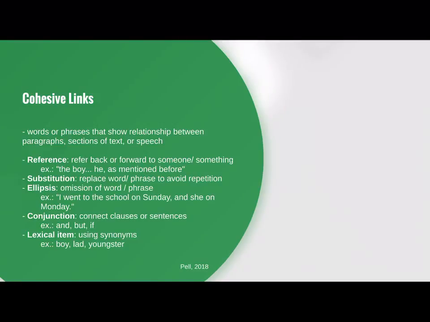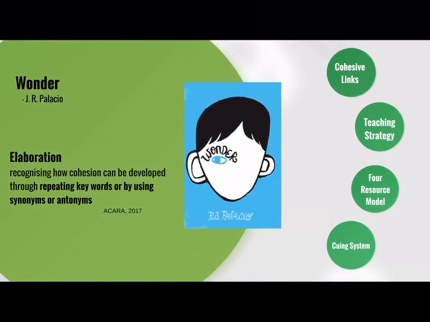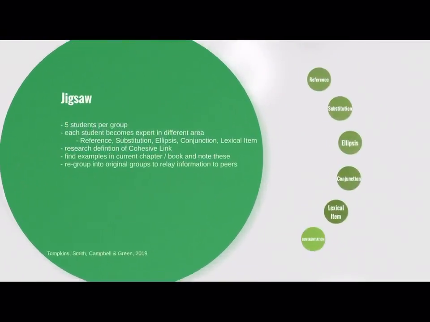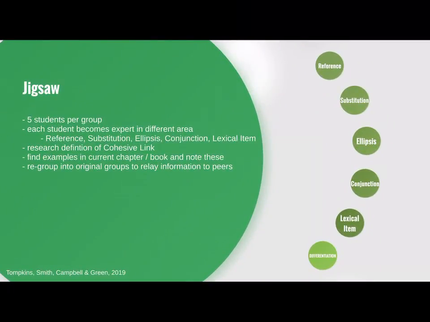A suitable teaching strategy to teach grade 6 students about cohesive links would be a jigsaw activity. During this guided reading activity, students would work in groups of 5. Each student would become an expert in one of the cohesive links. This would mean researching the link and then finding examples in the chapter they are currently reading. Once students have completed this task, they would go back into their original groups and present their findings to their peers. The teacher could collect the students' notes and use them as a piece of formative assessment.